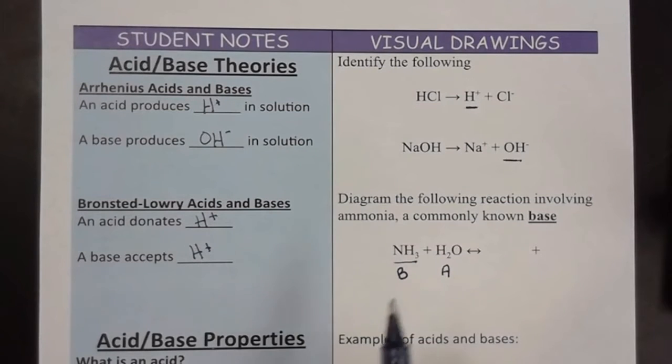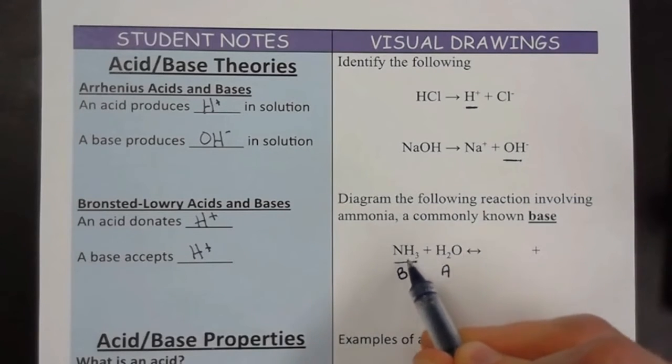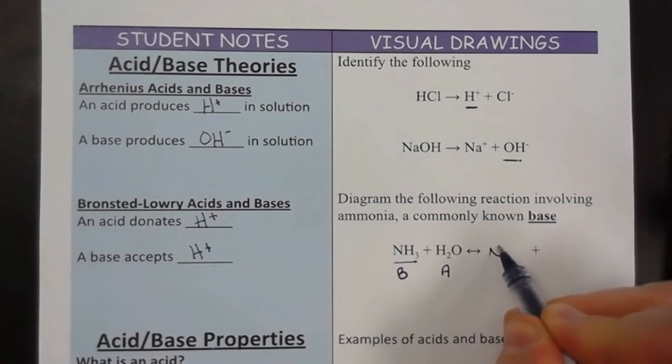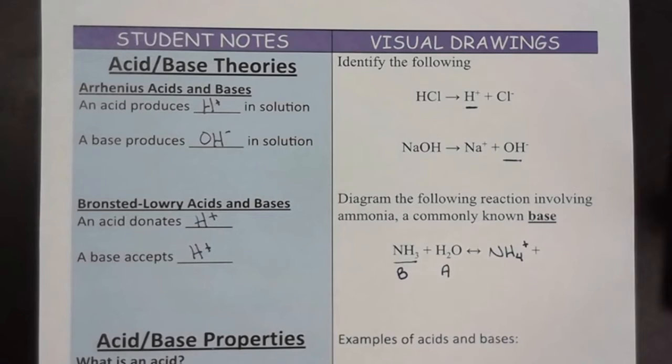Okay? So if this is looking at the Bronsted-Lowry acid-base theory, acids are things that donate hydrogen, bases are things that accept hydrogen. So this water is going to give up one of its hydrogen ions, it's got two of them, and give that to NH3. So one of those hydrogen ions is now going to add on to NH3, and we're going to form NH4 with that additional plus sign because of the hydrogen positive ion.